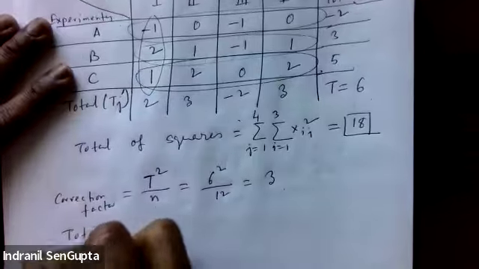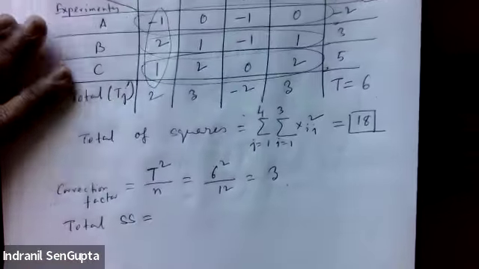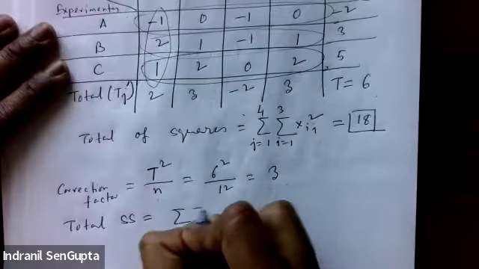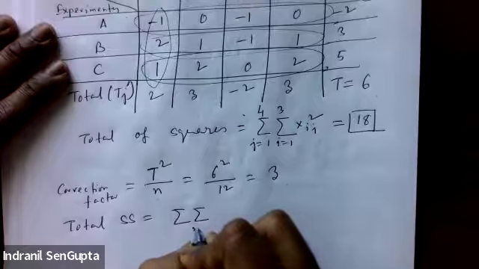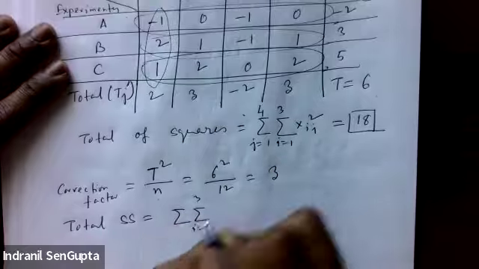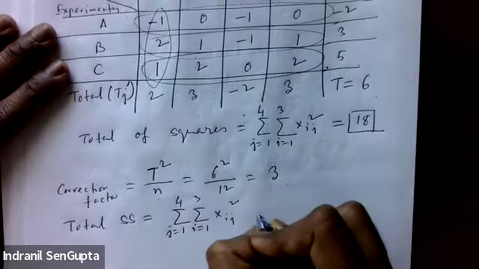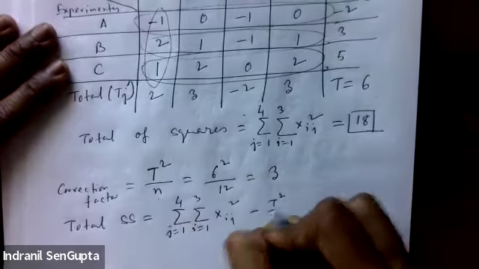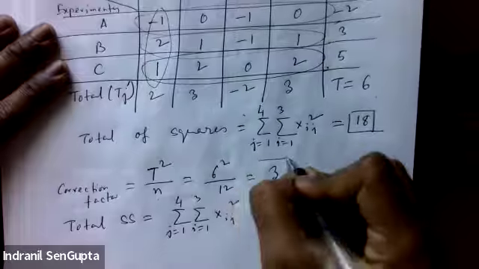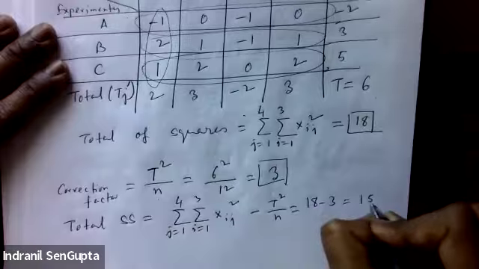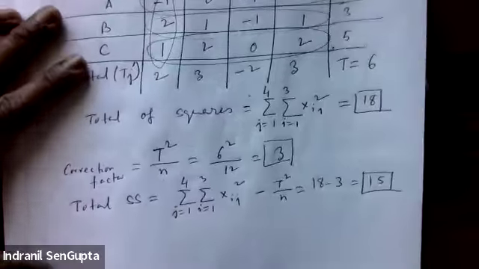Therefore, total SS, which is summation i from 1 to 3, j from 1 to 4, xij squared minus t squared over n. So we have already computed this too. So it's 18 minus 3, so it's 15. That's the total SS.